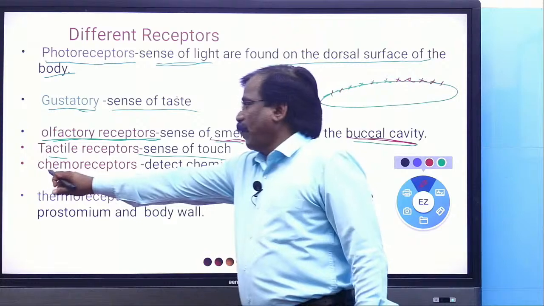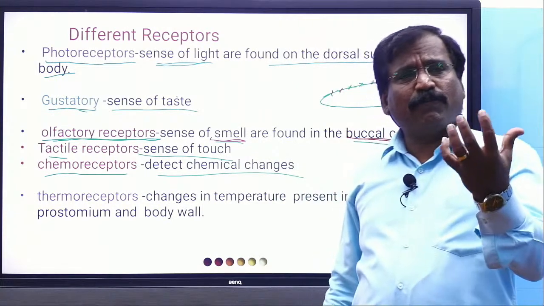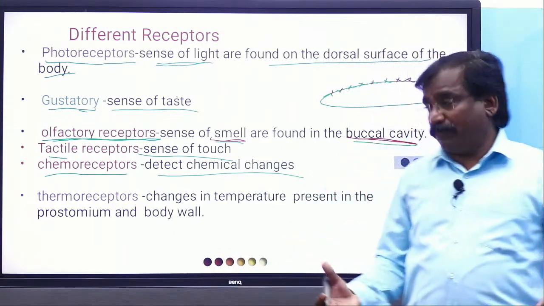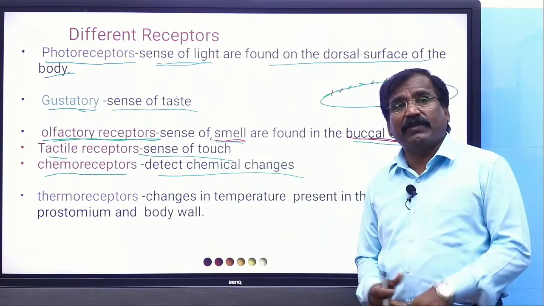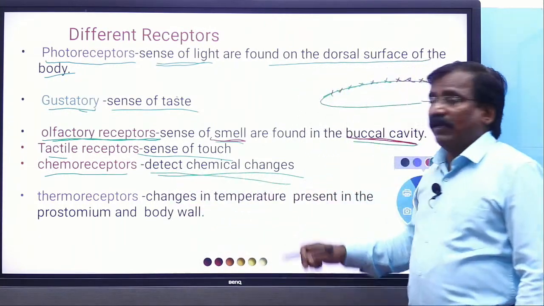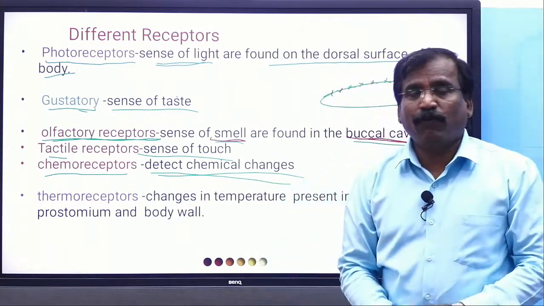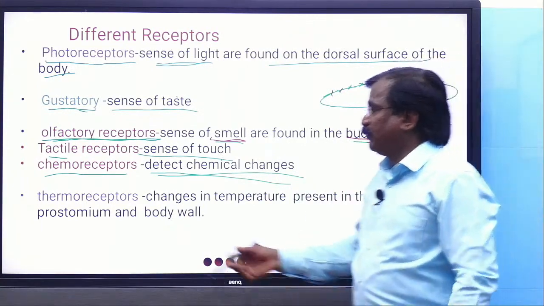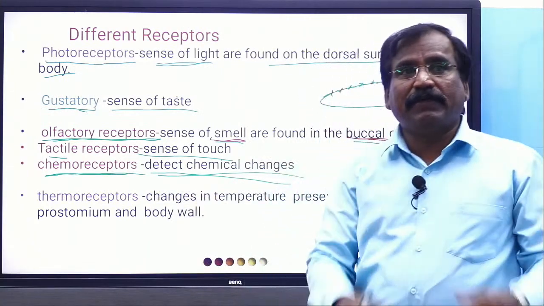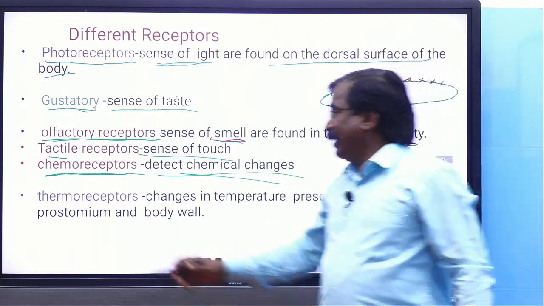And chemoreceptors. They detect chemical changes. Suppose the soil is polluted, some toxic or dangerous chemical substances are there. The chemoreceptors are able to detect any chemical change that takes place in the soil, and it moves away from that. How does it know? Because of these receptors. Also thermoreceptors.